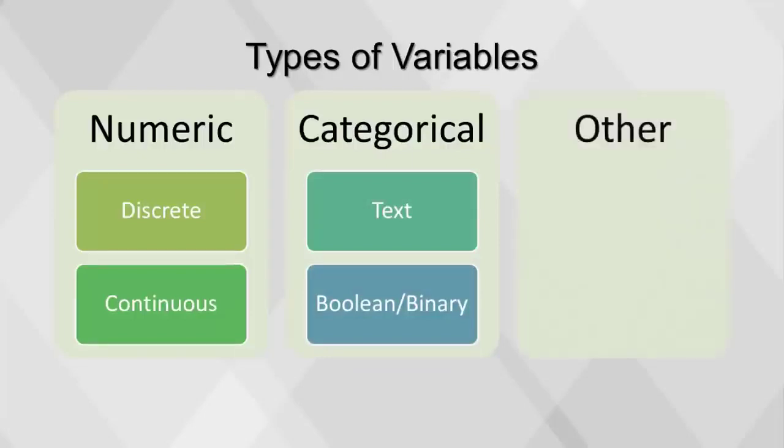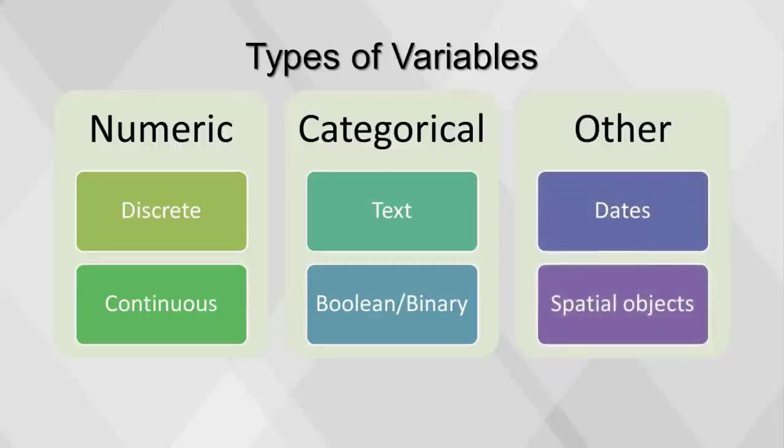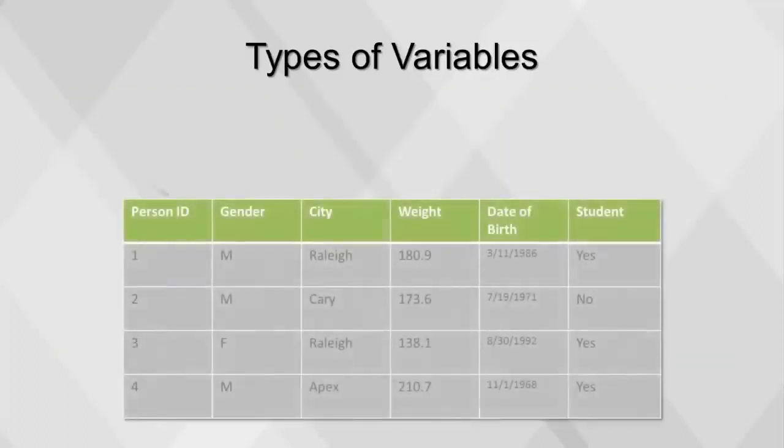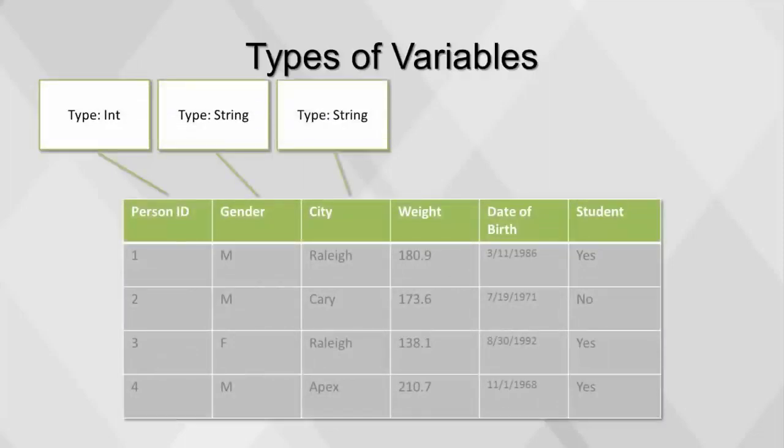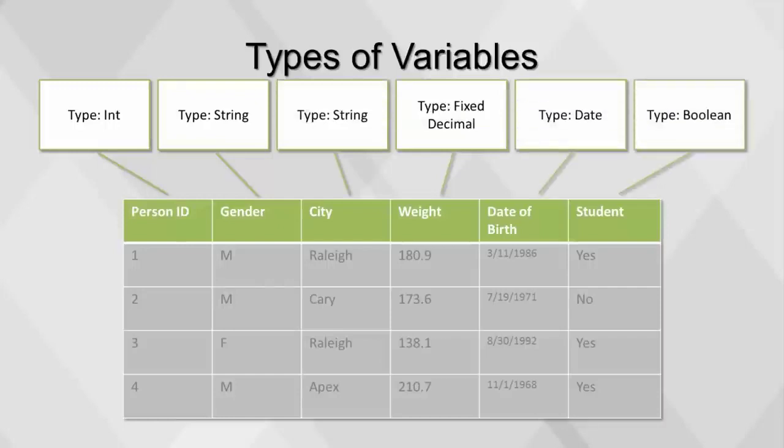Variables that can be treated as either numeric or categorical include dates, such as date-time, date or time, and spatial objects, which show location, such as latitude and longitude. Here are the variable types for our table. Person ID is a discrete numeric variable. Gender and city are string variables. Weight is a fixed decimal variable. Date of birth is a date, and student is Boolean.